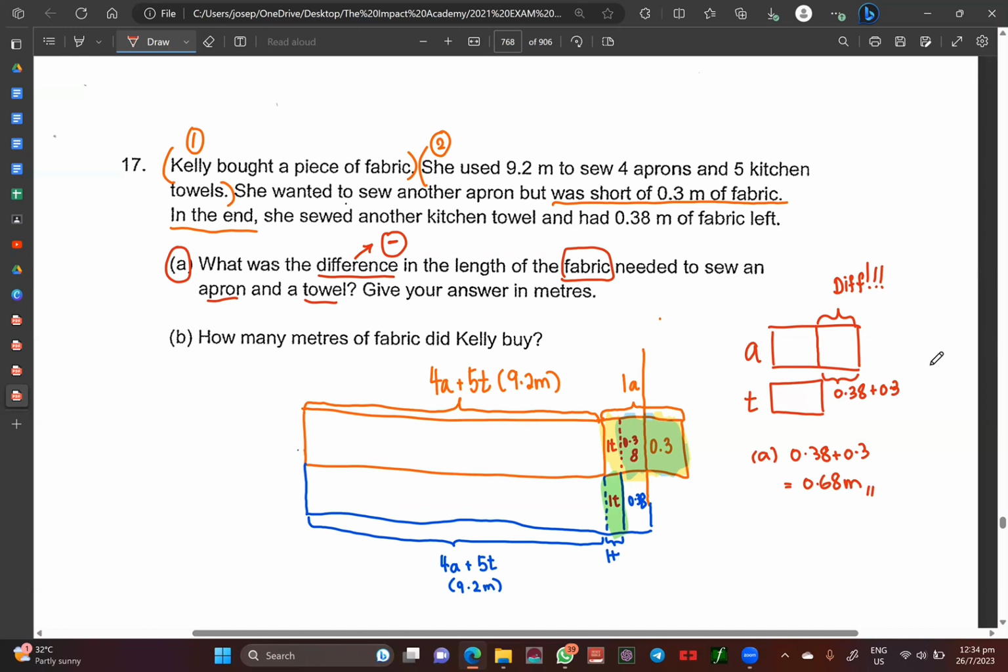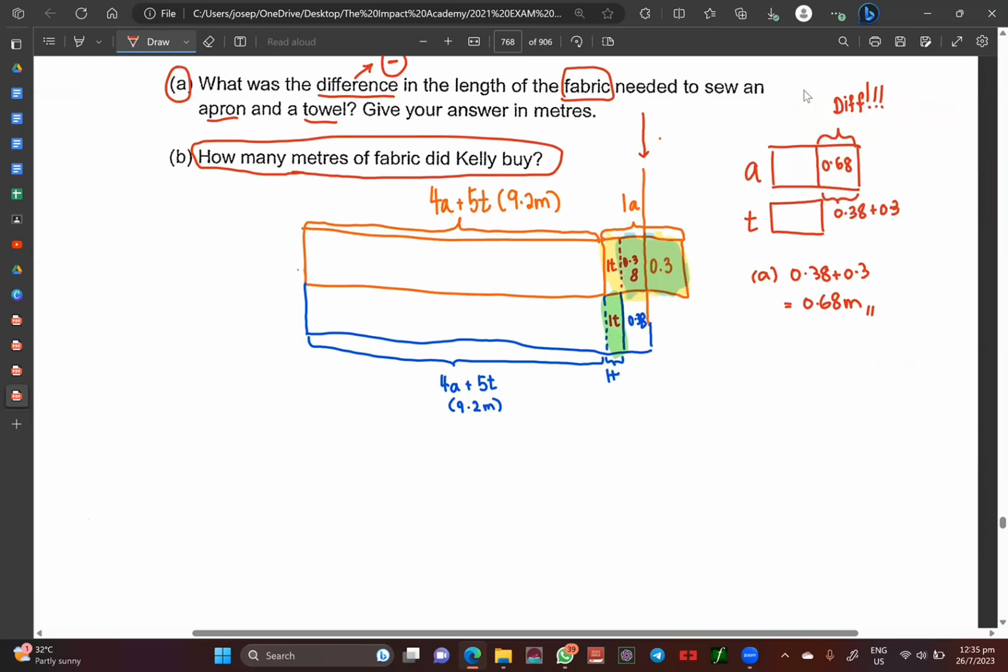Now, if you know that this is the difference, you can write down 0.68 over here. The question wants you to do one thing, which is to find the number of meters of fabric Kelly bought. So they want you to find up to which point? Up to this point. How are we going to go about this then?